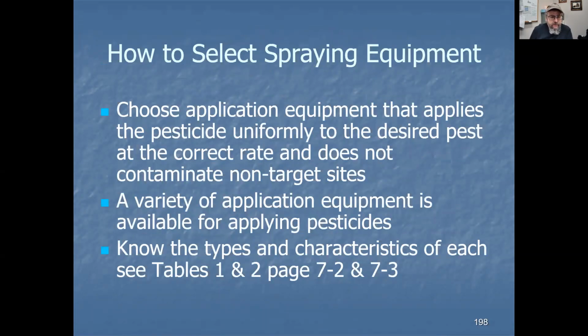So selecting your equipment. Choose the application equipment that applies the pesticide uniformly to the desired pest at the correct rate and does not contaminate non-target sites. There's a variety of application equipment available for applying pesticides, so it's important to know the types and characteristics of each. Those of you who have big farm operations, you have your equipment, you know what you're using and what's effective for you.